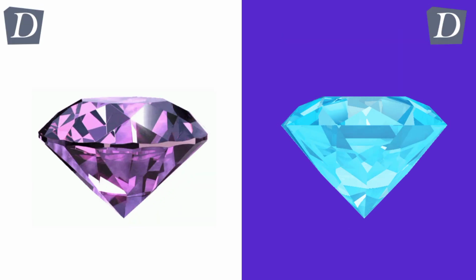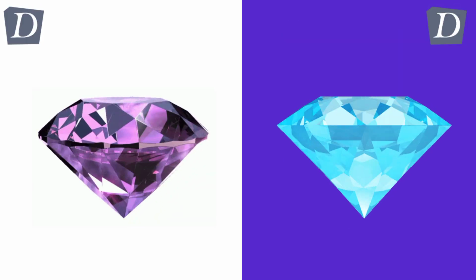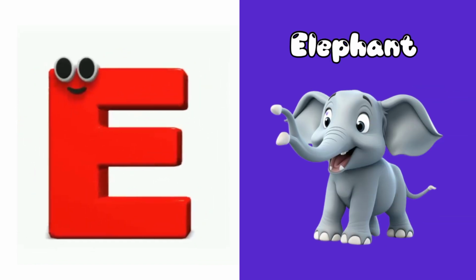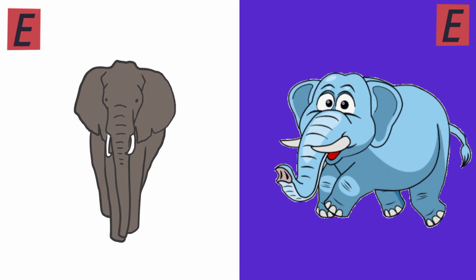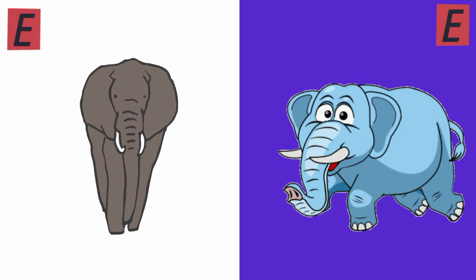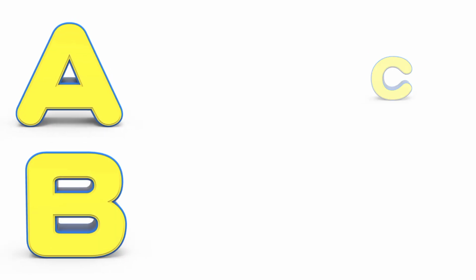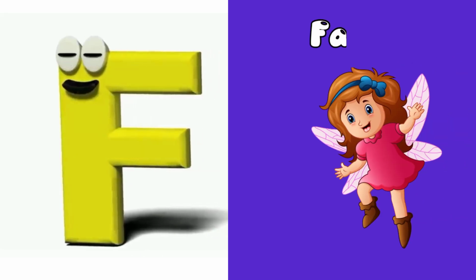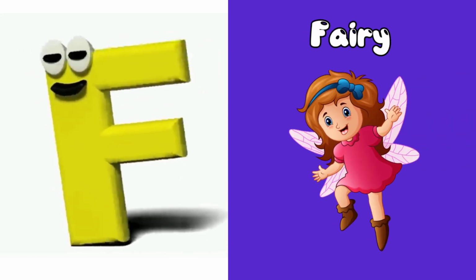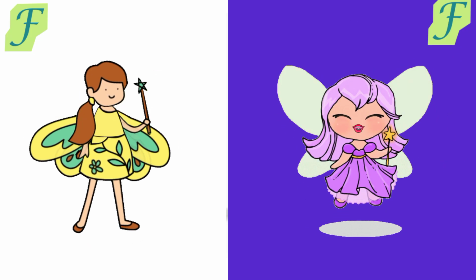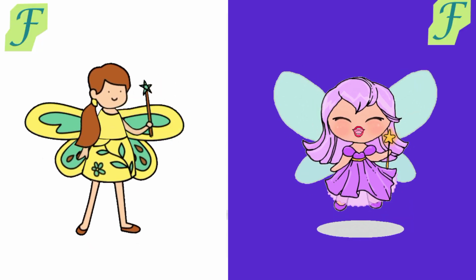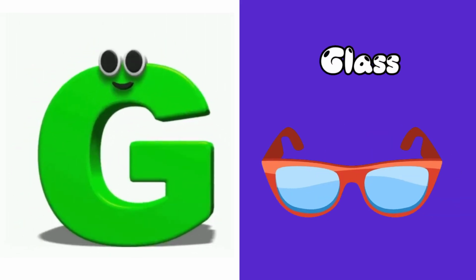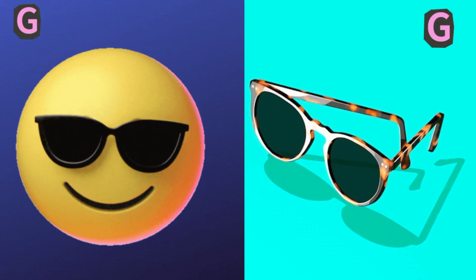Diamond, diamond. D, diamond. E is for elephant. Elephant, elephant. E, elephant. F is for fairy. Fairy, fairy. F, fairy. G is for glass. Glass, glass.